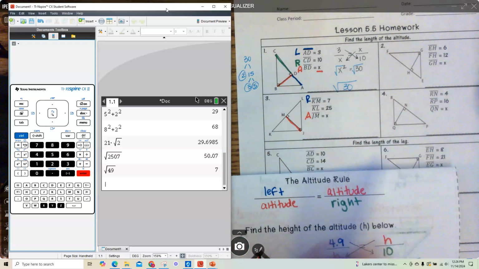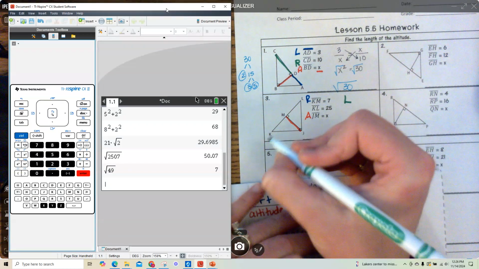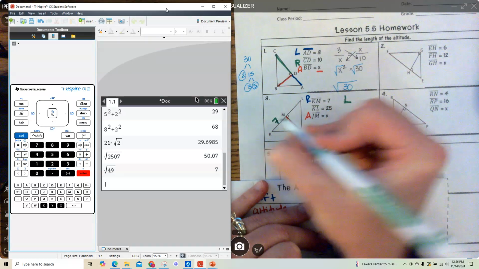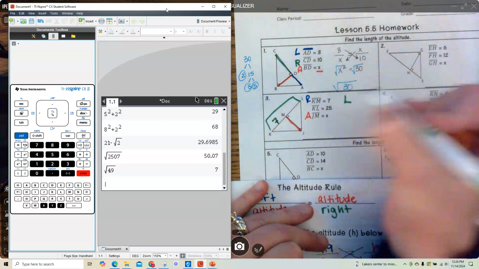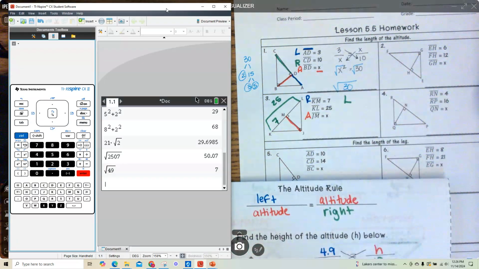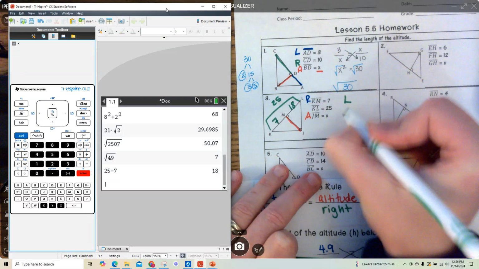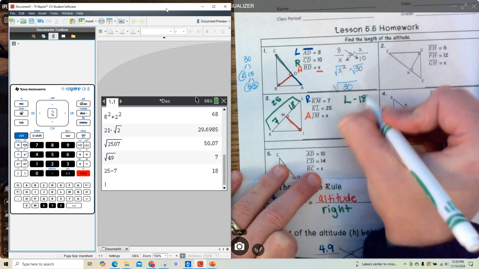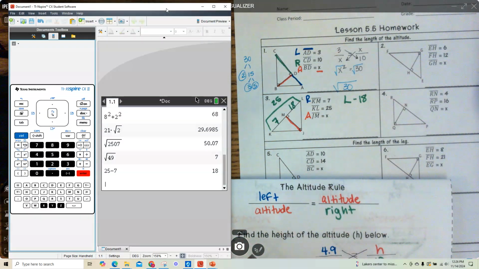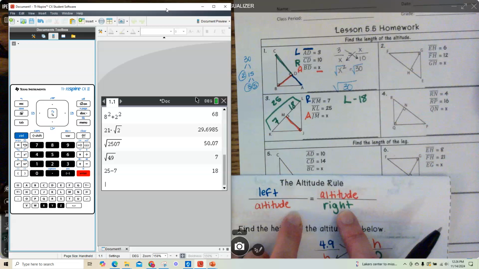Okay, so how would I find the left piece then? If I know that this piece is 7 and all the way across is 25, subtract 7 from 25. So my left piece here is going to be 18. So sometimes you have to find a piece. But if you're looking for the altitude, you have to use the altitude rule.